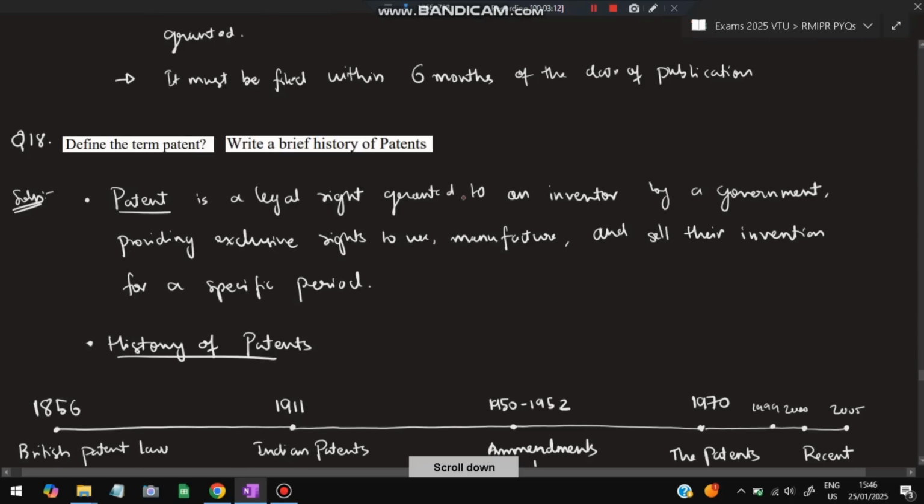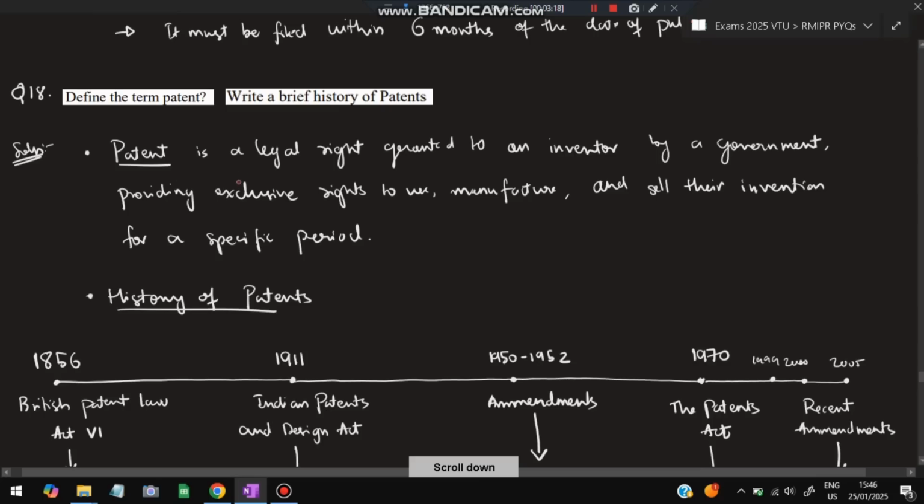Okay, moving on to the next supplement question, we have: define the term patent and write a brief history of patents. So basically, what is a patent? A patent is a legal right granted to an inventor by a government. Those who invent a product have the legal right granted by the government, providing exclusive right to use, manufacture and sell. Three things: to use the product, manufacture the product and sell the product, for a specific period. That is called a patent.